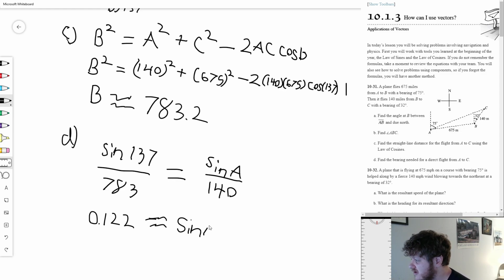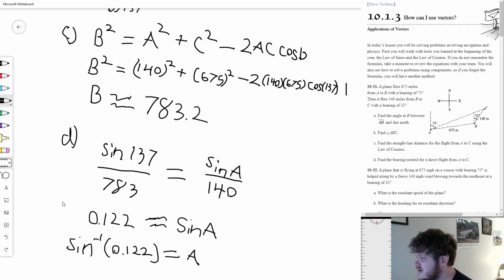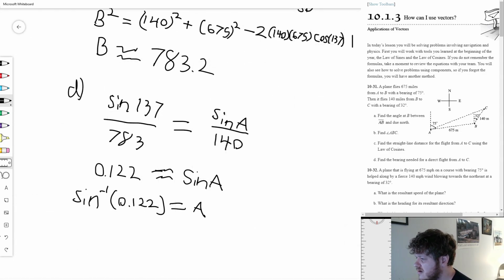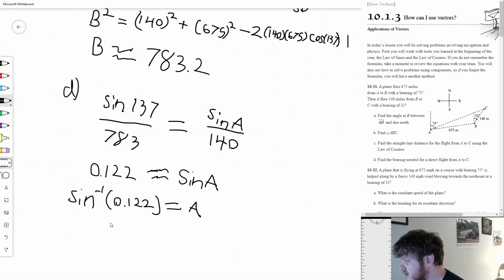And now we just have to use our inverse functions. So sine inverse of 0.122 equals A. And then we get about 7 degrees equals A.